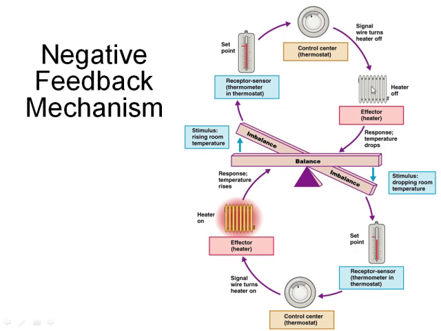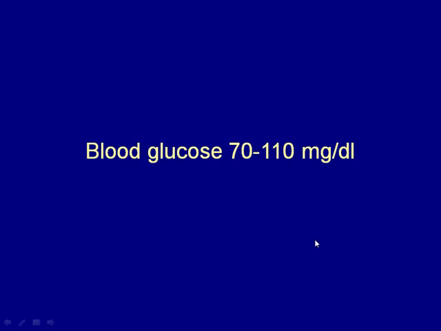You're a little too warm. Turns off the heat. You cool down. You get too cold. Turn on the heat. Go back up. Get too hot. Turn off the heat. Get too cold. Turn on the heat. So you've got this constant up and down going on. That's a negative feedback mechanism.